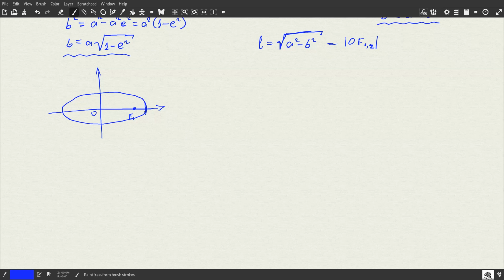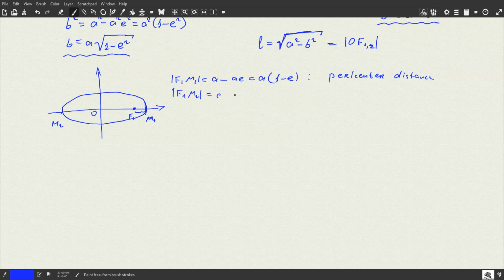This distance, let's suppose our M1 point, that distance F1M1 is obviously A minus OF1, which is AE, which is A times (1 minus E), which is called the pericentric distance. The pericenter itself is M1, although it is more correct to call it the perifocal point, but we'll call it pericenter. Whereas the distance to M2, F1M2, is very easy to see. What is it? It is A plus AE, which is equal to A times (1 plus E).